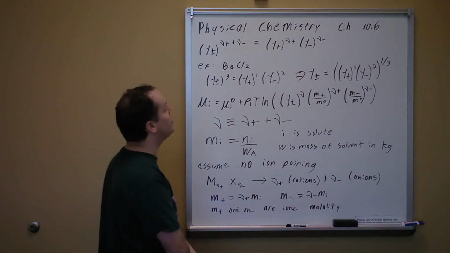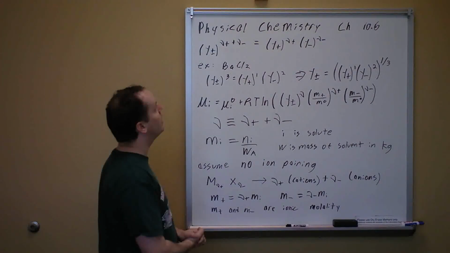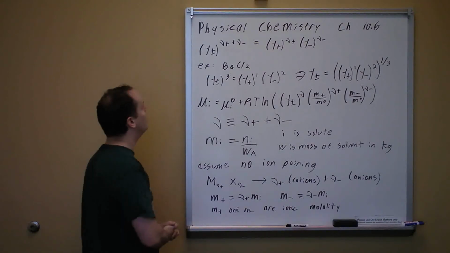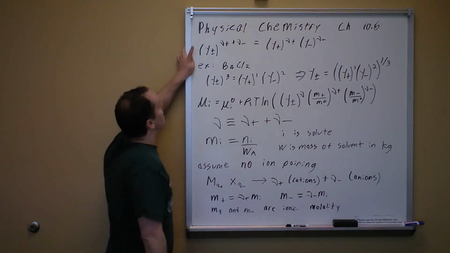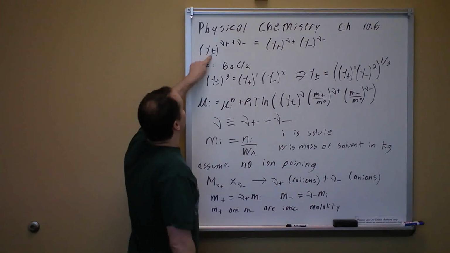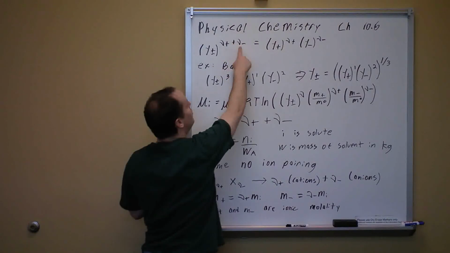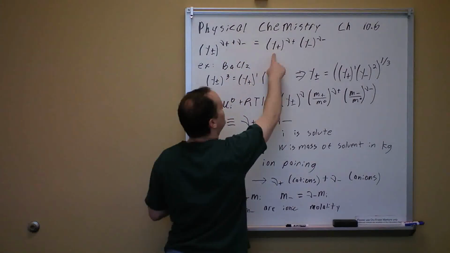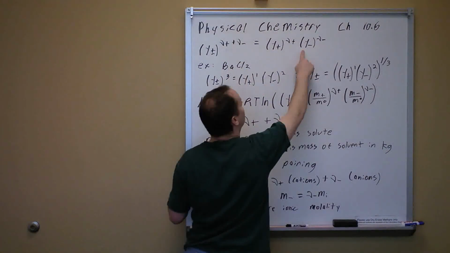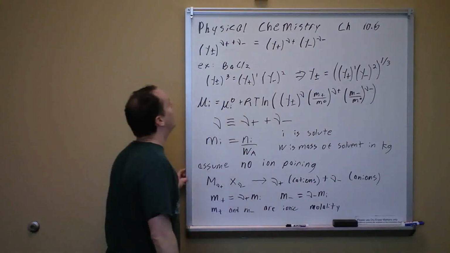Continue on physical chemistry, chapter 10, section 6. We're talking about ionic solutions still. So we showed before how the activity coefficient for the whole solute, gamma plus minus to the nu plus nu minus power, is equal to gamma plus to the nu plus power times gamma minus to the nu minus power.